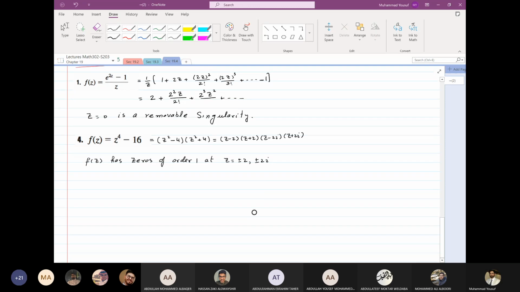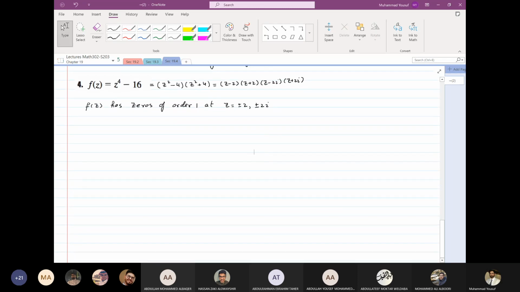Okay, now we have zeros in question number 4. And what is question number 5? It is z power 4 plus z power 2. So that z equal to 0 is a 0 of order 4. That is very simple function. And then we have question number 6.